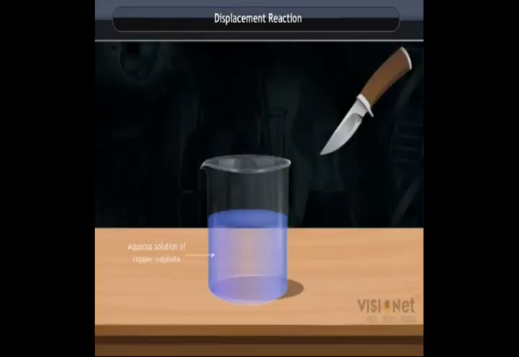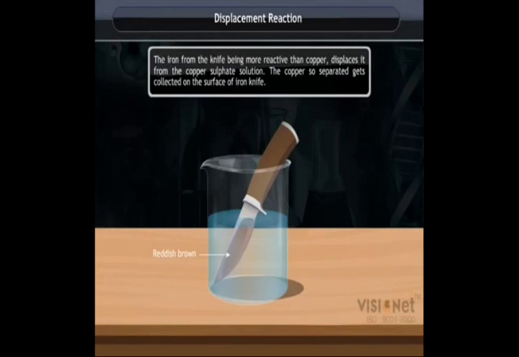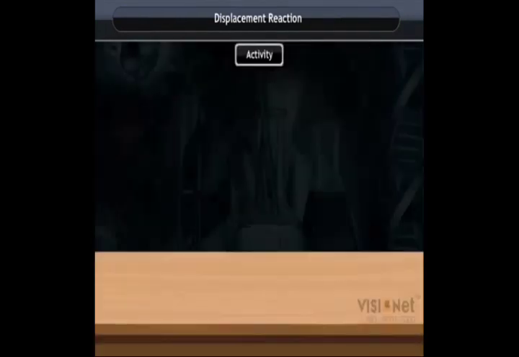Here, look at here. You have to add an iron knife into the aqueous solution of copper sulfate. After some time you can observe a reddish brown coating has formed. Why? Yes, the iron from the knife, being more reactive than copper, displaces it from the copper sulfate solution, so that the reddish brown color has been obtained. Let us go into another activity.